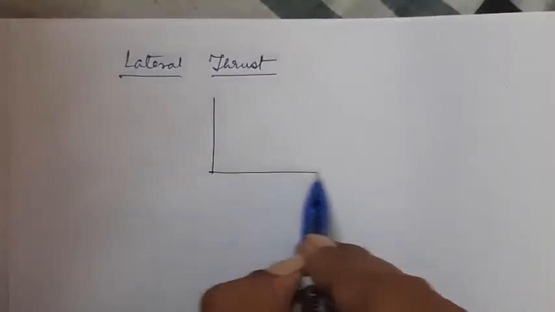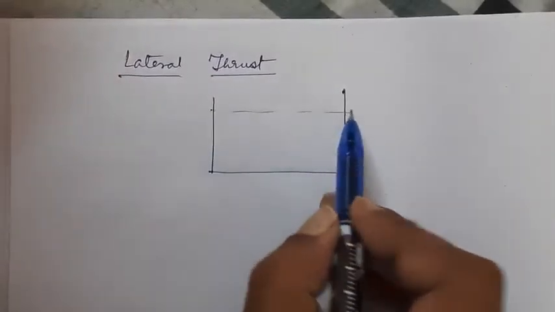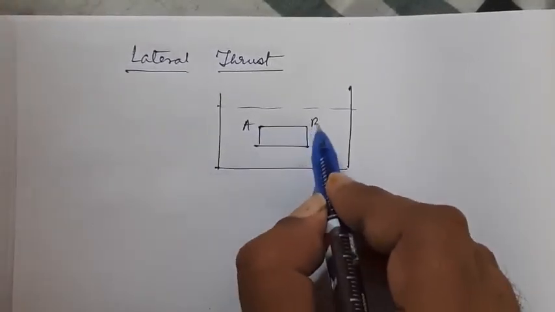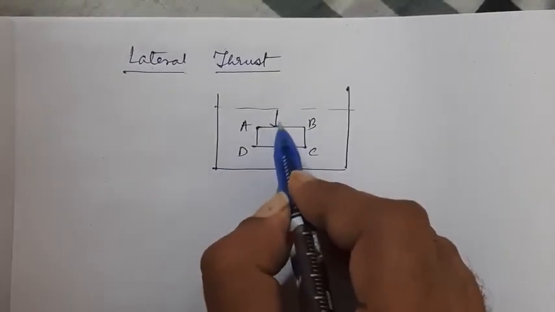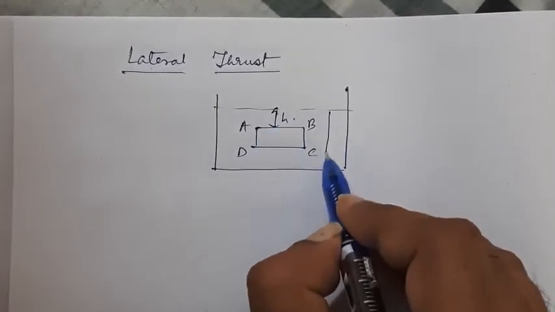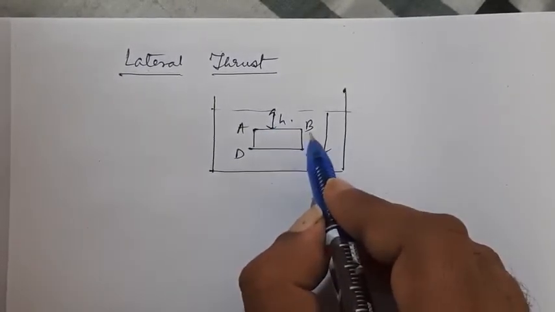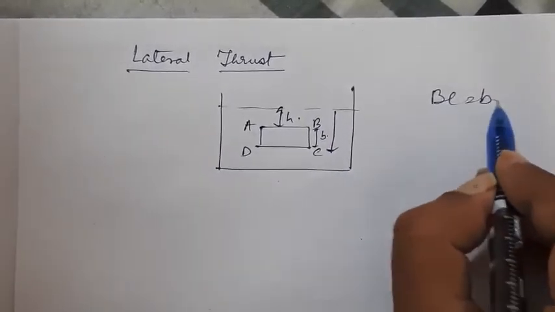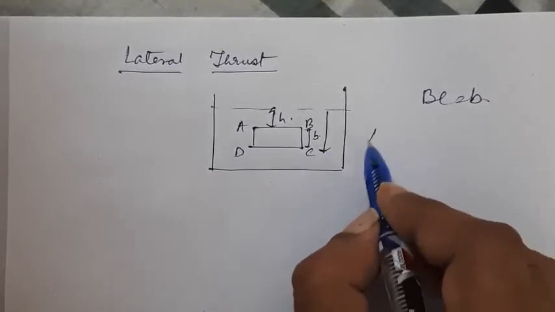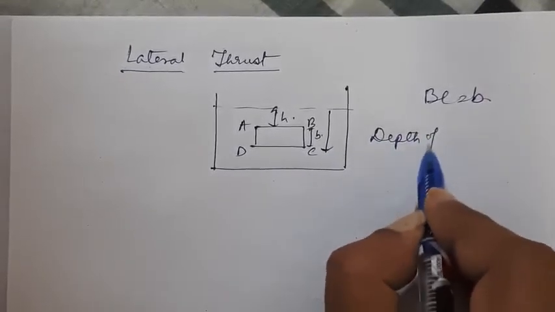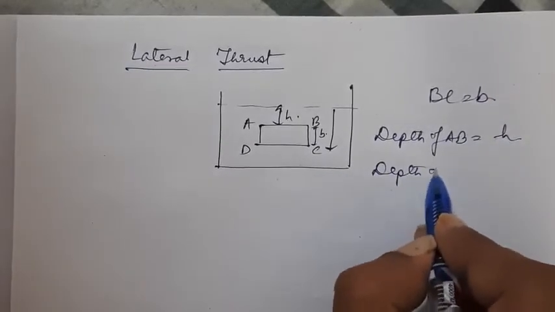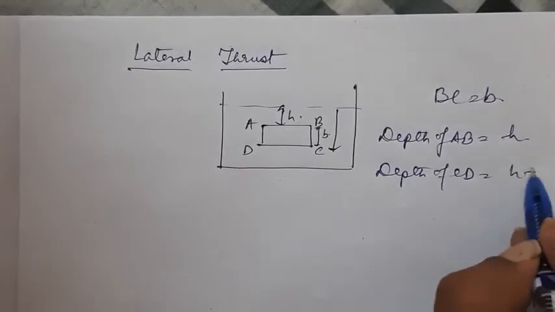Now lateral thrust on a body. Suppose this is a tank. This is the body. We name the body A, B, C, D. Suppose AB is at a height of h and CD is at a height of h plus b. That means BC is equal to b. The side BC is equal to small b. So the depth of AB is equal to h, and the depth of CD is equal to h plus b.